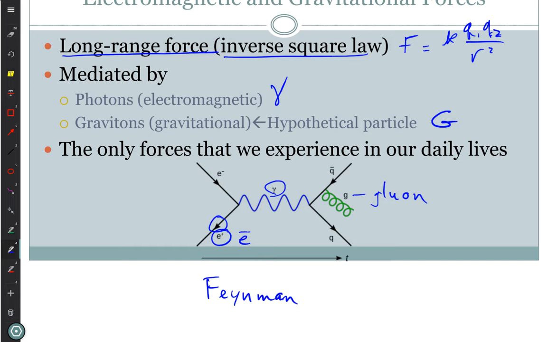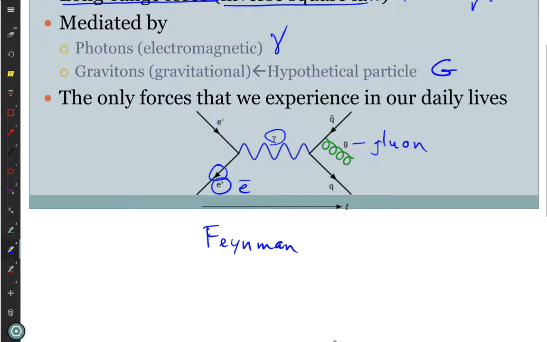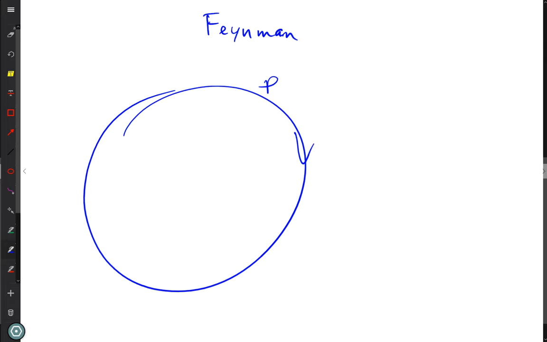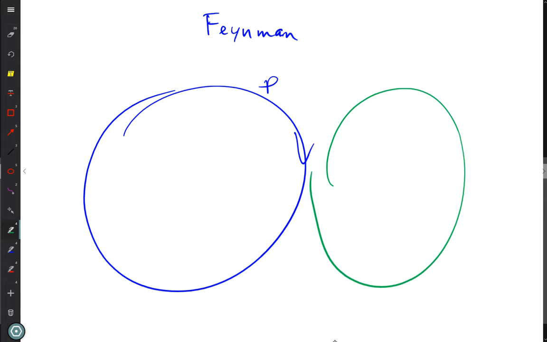So how did they isolate that top quark? They went up to Fermilab in, was it Batavia? And they had one ring of protons. Protons? Yeah, protons. And another ring of antiprotons. And they smashed them into each other.